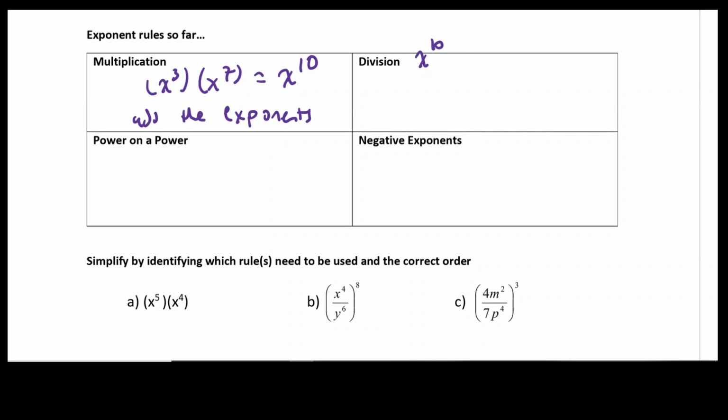Division is the exact opposite of multiplication, and the rule works in an exact opposite way. If you have x to the 10 and you divide by x to the 3, you can simplify that by subtracting the exponents.